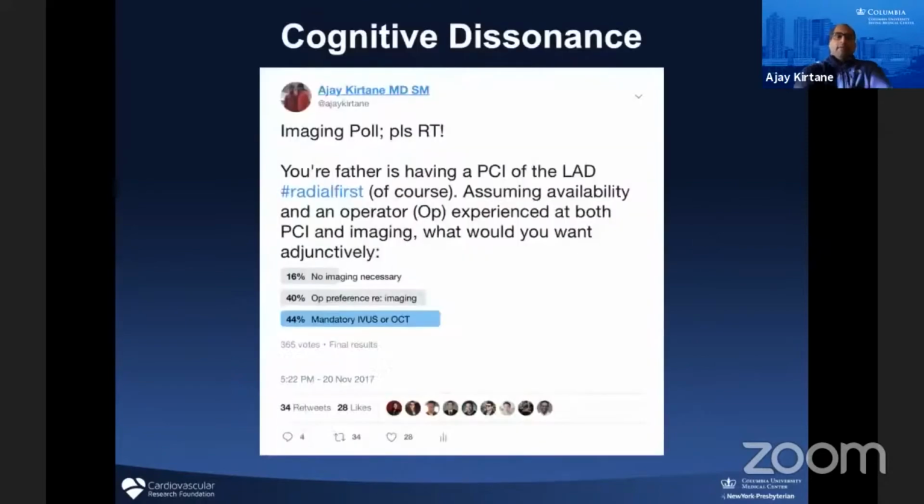Now, this is a poll that I did a few years ago, and I think I've repeated it since then, but the principle remains the same. We asked if your father was having a PCI of the LAD, would you or would you not want him to undergo PCI with mandatory IVUS or OCT? And the majority of people responded, yes, we'd want him to do it. So if you would want it for your father, then why aren't you doing it for your patients? And that's a really fundamental point that, yes, there are cost constraints and we have to work through them. But if you feel that's the best for your parent, then that's something you want to bring to your patients. And that's why, personally, I think, especially for complex disease, imaging ought to be mandatory.